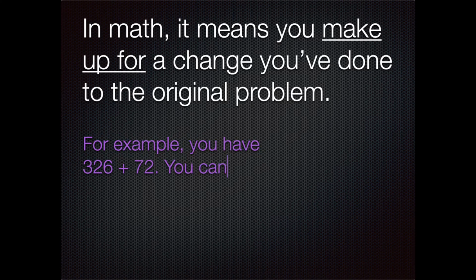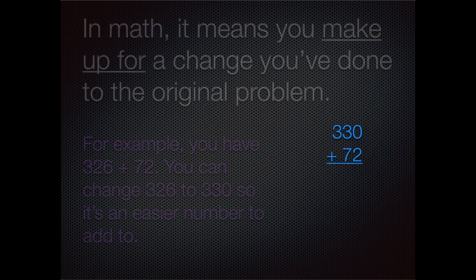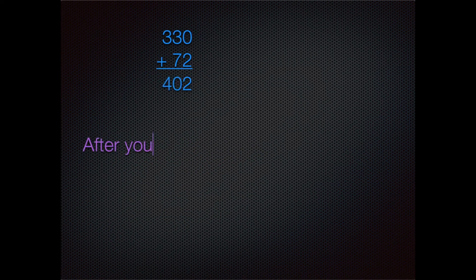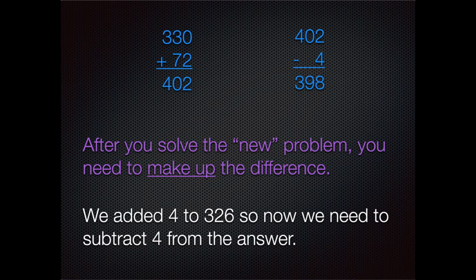For example, you have 326 plus 72. You can change 326 to 330, so it's an easier number to add. 330 plus 72 is 402. After we've solved that new problem, now we need to compensate or make up the difference. In other words, we added 4 to 326, so now we need to subtract 4 from the answer. 402 minus 4 is 398.